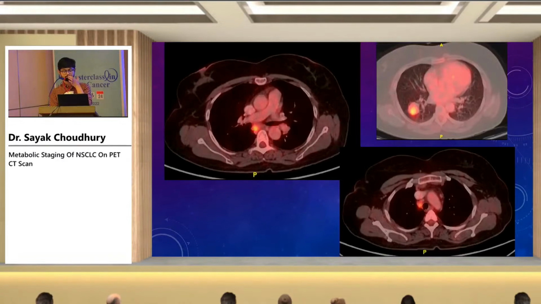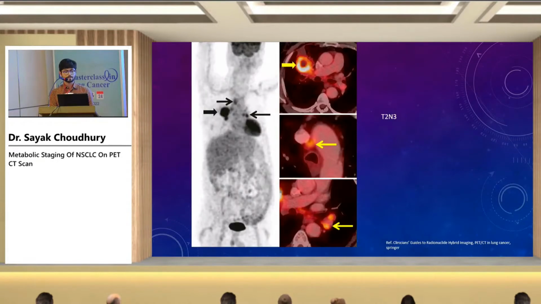So some imaging examples. This is a tumor in the right upper lobe, and you are seeing a subcarinal and right lower paratracheal node. So this is like a T2N2. Another tumor here, there is some consolidation. So this is also a T2, and you are seeing bilateral hilar and mediastinal nodes. So this is N3 disease.